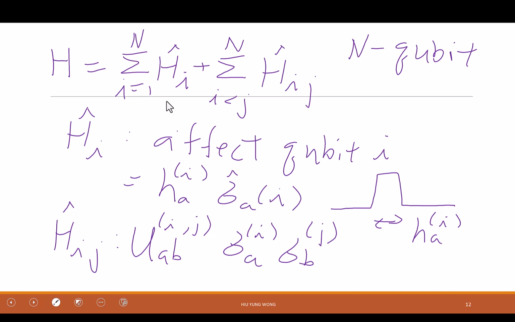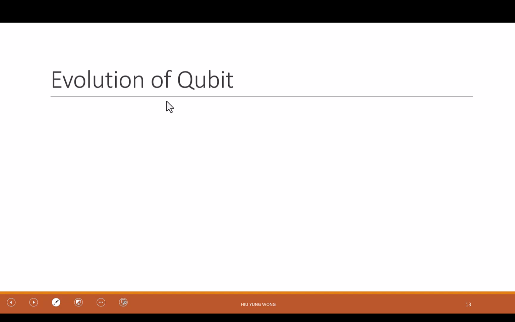Okay, so I still have time. Then let's look at how the qubit is going to evolve. Let's go through some math. I think I will start from here because of space. Let me write down the equation again. Maybe to save space, I won't write it.